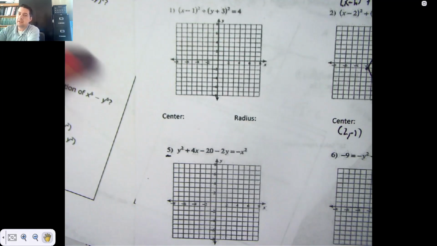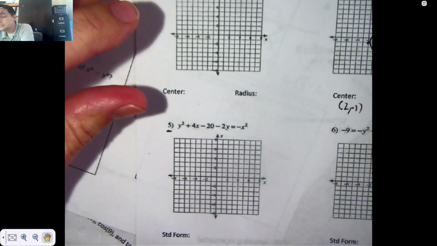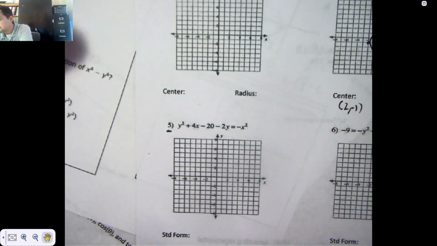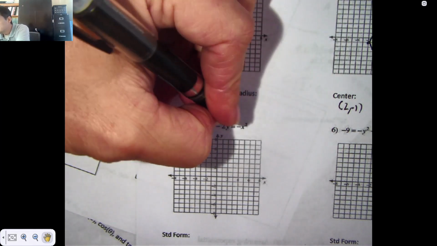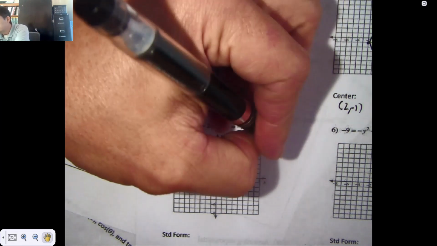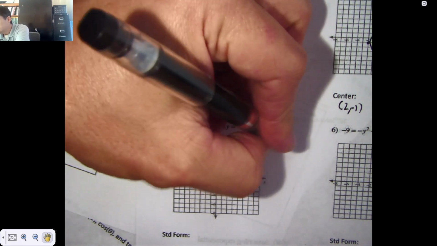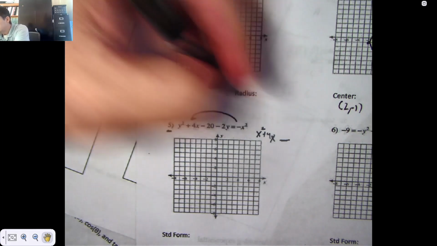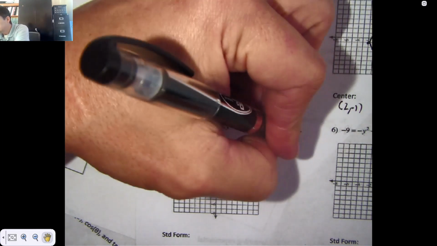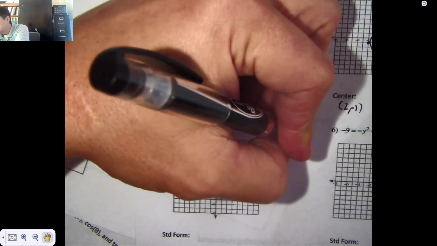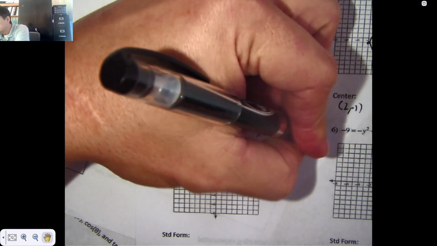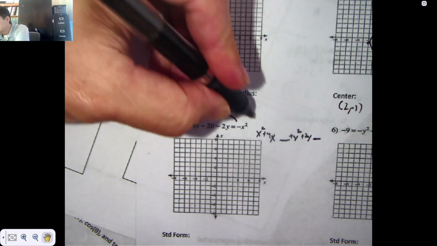Number 5 is underlined. So this one is not in standard form. We're going to rearrange it. I'm going to shift the x squared over here, put it by the 4x. I'm going to leave a little space. Y squared minus 2y. It's a plus sign, it's positive. Leave a little space, and the 20 is going to go to the right.